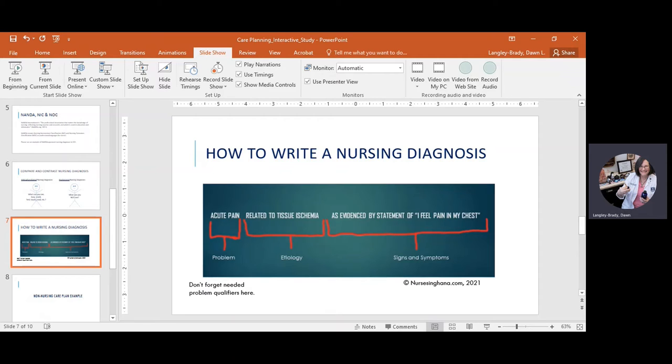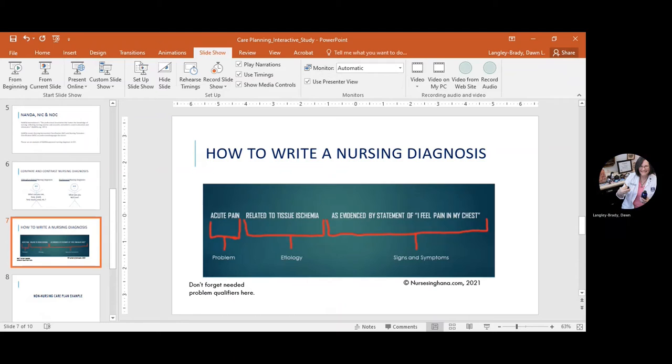Anyway, so for example, you could say acute pain related to surgical procedure as evidenced by "it really hurts," in quotation marks. And then I also want to add, see, "it really hurts" is subjective data. I want to have subjective data with objective data for all of my nursing diagnoses, if at all humanly possible. In particular, pain. So this should say, as evidenced by statement of, quote, I feel pain in my chest, unquote.